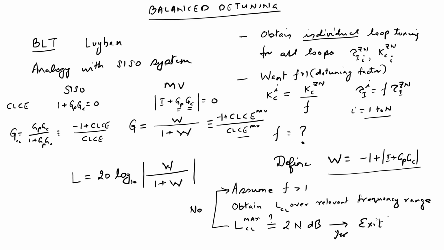So all the loops are equally detuned. It is not that the detuning has been taken in only one loop and things like that. Yeah, so all the loops have been detuned in a balanced manner.